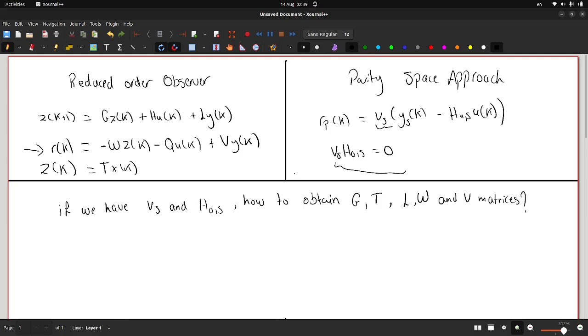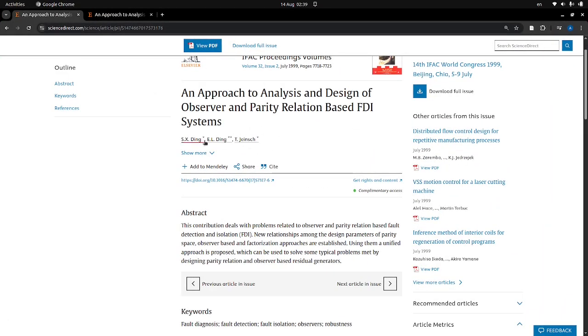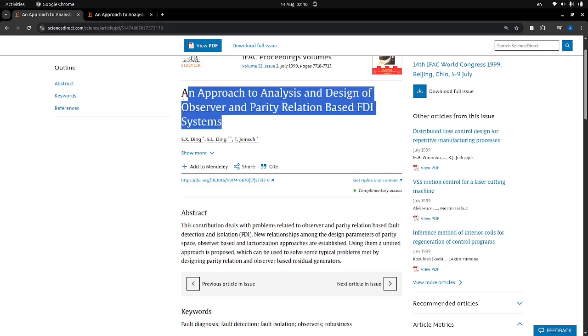The goal of our video today is to obtain the G matrix, the T matrix, the L, W, and V matrices if we have the parity vector and the H_OS vector from the parity space approach. So, meaning if we solve the parity space approach, we can go to the reduced order observer very simply. And this has been solved in this paper by Ding et al. The name of the paper is An Approach to Analysis and Design of Observers and Parity Relation Based FDI Systems. And here's the paper.